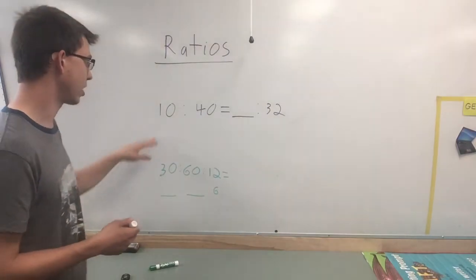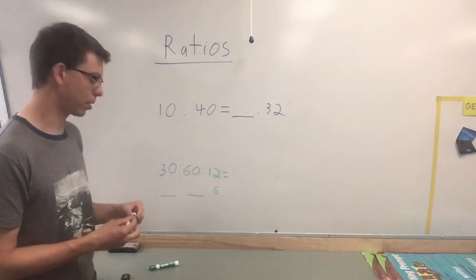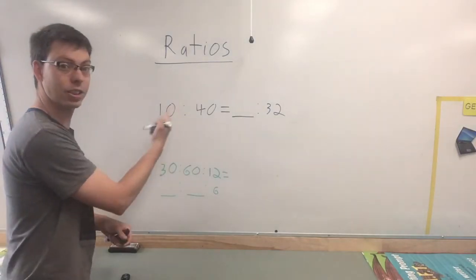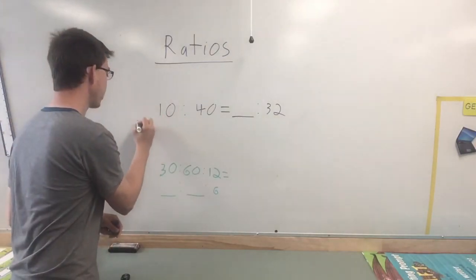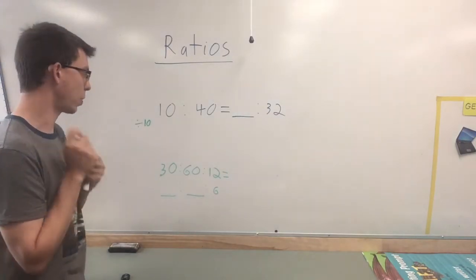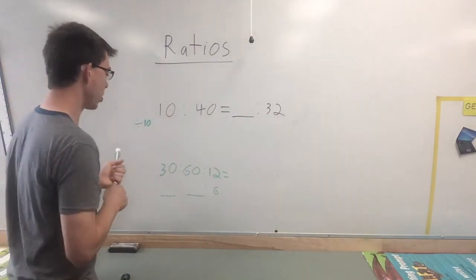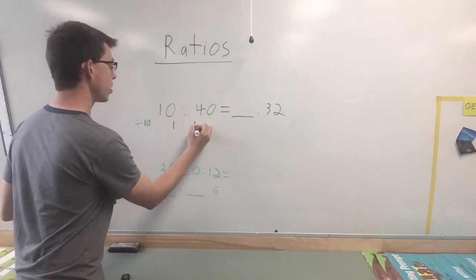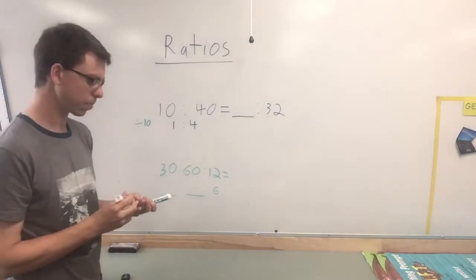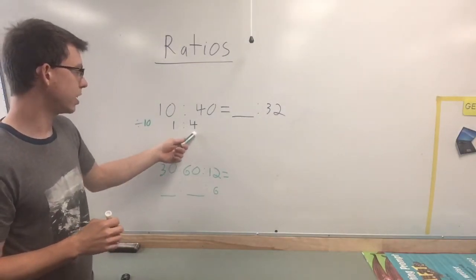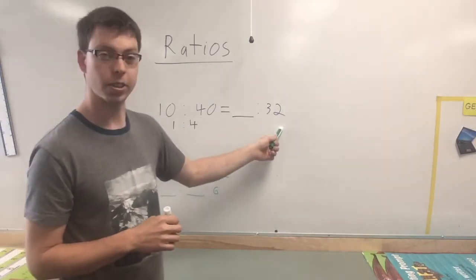So let's start that. Let's break this down to the simplest term. Okay? We can just divide both by 10. Divide by 10. I'm going to write it here in another color so we see what our equations are. So our new ratio is going to be 1 part to 4 parts. And now I can see what I need to get to 32.